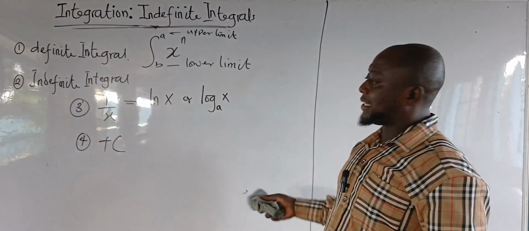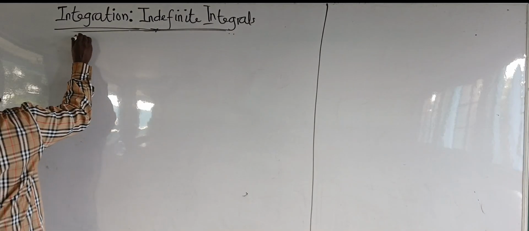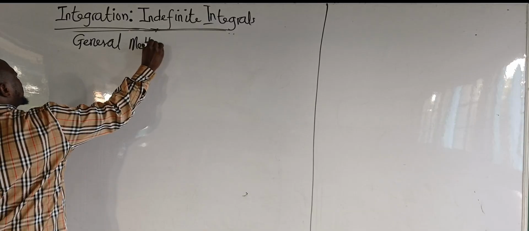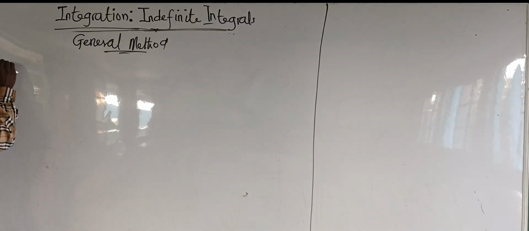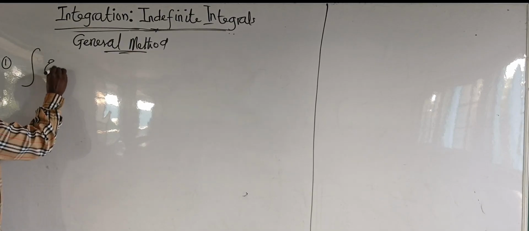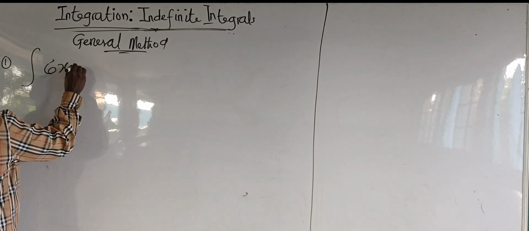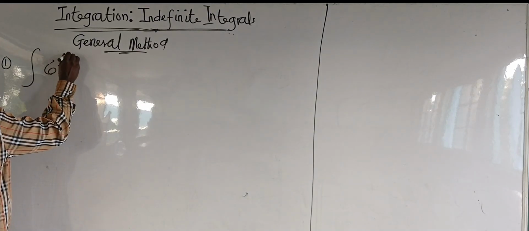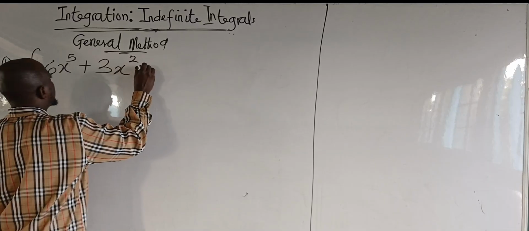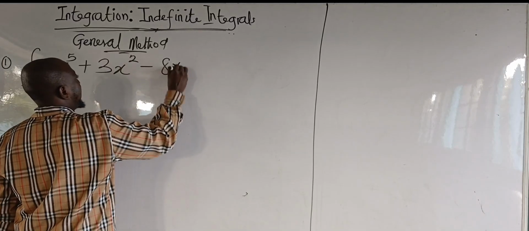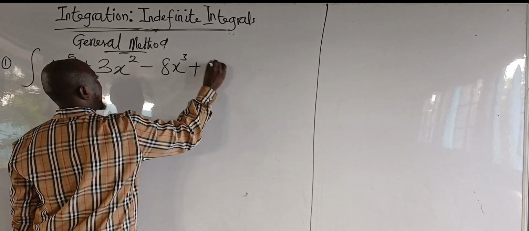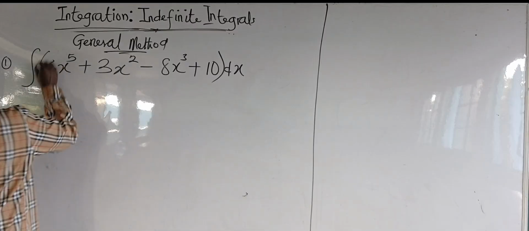So with this said, let's go ahead to solve some questions. I want to work with the general method. So number 1, we want to find the integral of 6x^5 + 3x^2 - 8x^3 + 10 with respect to x.